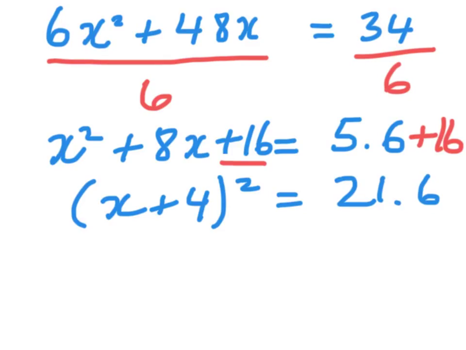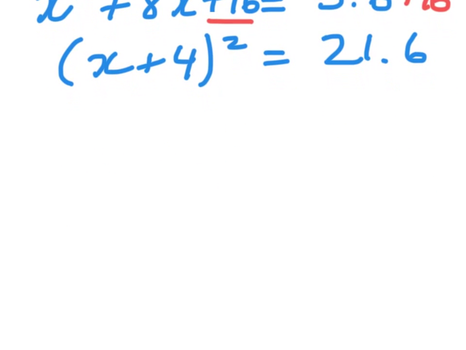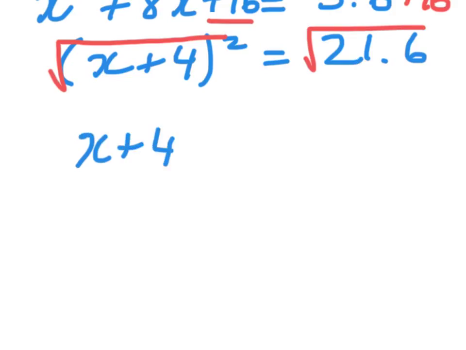By dividing out the 6, I divided both sides of the equation by 6 and I got a new equation, and then I just completed the square with that. And that works. So if we have a look, we're exactly where we were with the last one. It's exactly the same. We go about first by taking the root of each side. What are we going to be left with? X plus 4 is equal to the square root of 21.6.